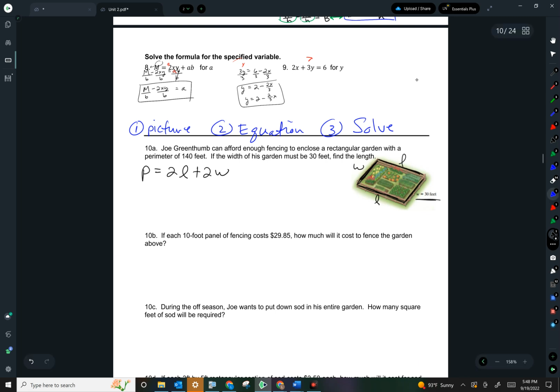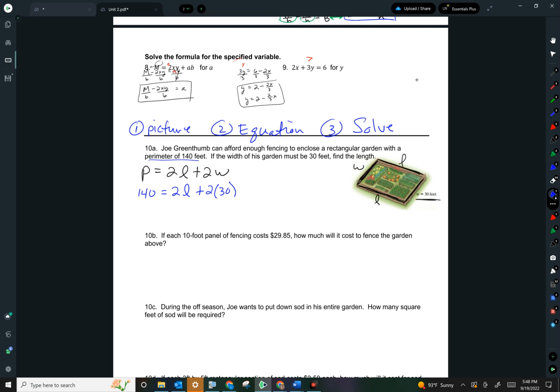I know the perimeter is 140, so I'm going to put a 140 in place of P. I'm trying to find the length. I don't know what that is, so I'll just leave my 2L. But then in place of W, I have 30. So I'm going to say plus 2 times 30. And again, I know that a lot of you could probably do this problem just using your calculator without an equation. But the reason we want to write an equation is so that we can get better at, in general, any kind of word problem. So you need to get in the habit of writing equations.